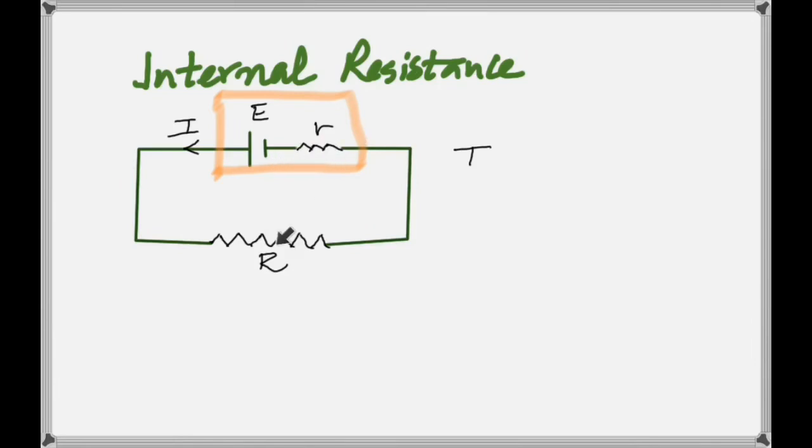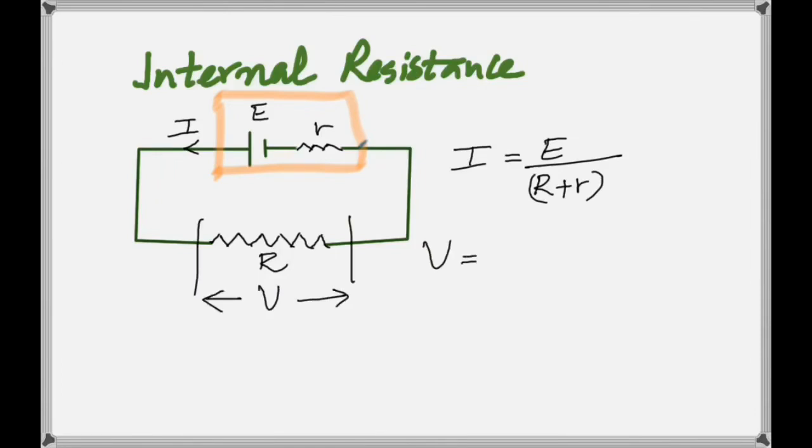So the total resistance becomes the sum of the two, and therefore the current would be E by the total resistance. And so we're going to get a voltage across the external resistor, which is going to be defined by I times R, and then you plug in the value of I. And you will understand that you're not going to get the entire EMF of the cell here, right?